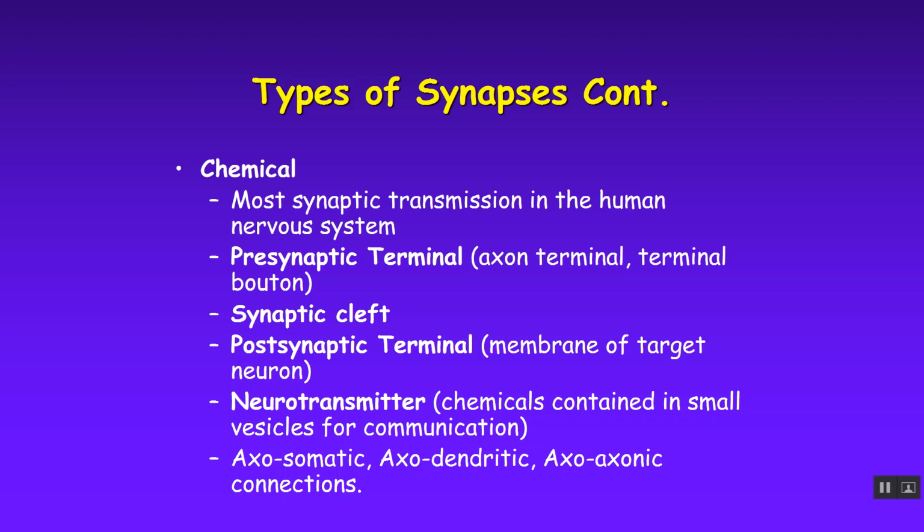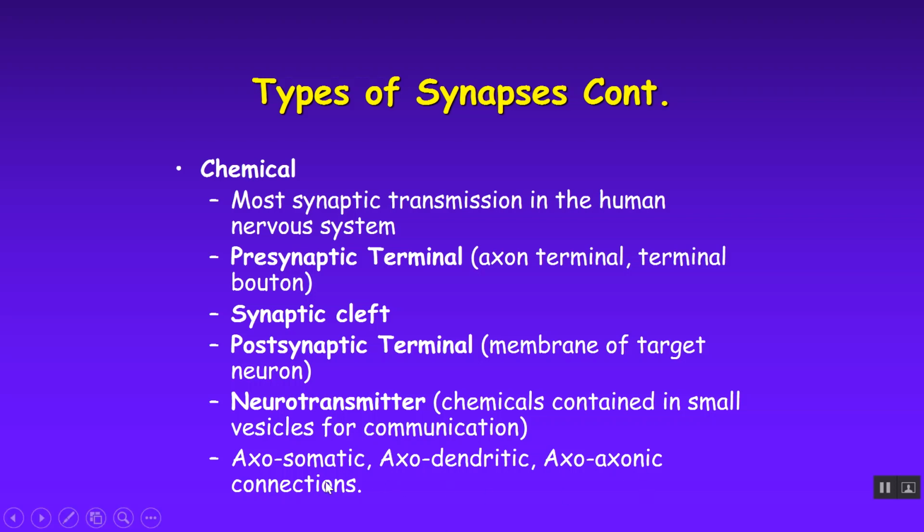You've got to have some type of chemical. In this case, we're going to be talking about neurotransmitters. Neurotransmitters are chemicals contained in small vesicles that are used for delivering messages across the synaptic cleft for communication.